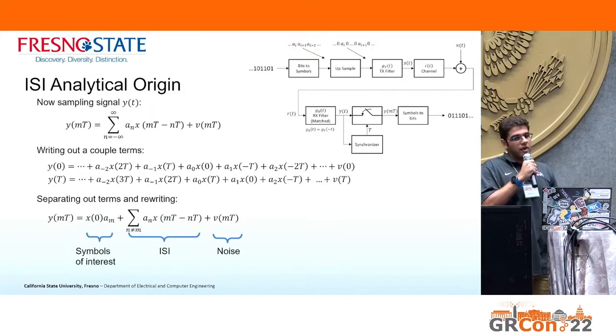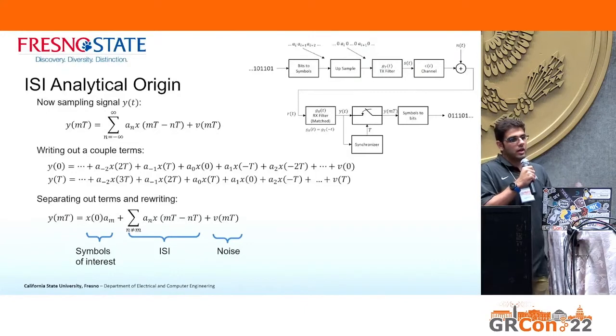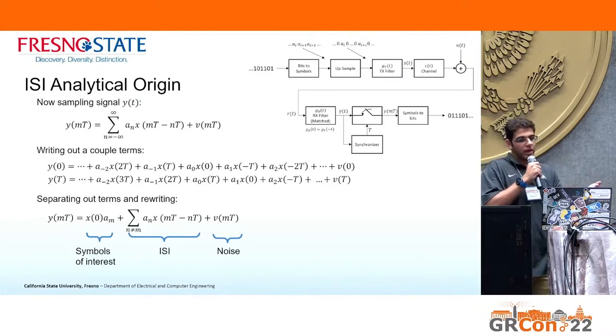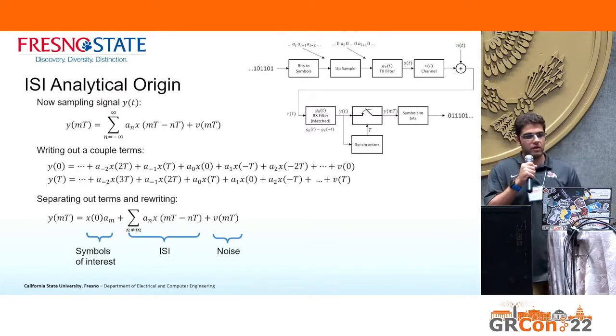So after sampling, we substitute t equals mT into y(t). And theoretically, we have our symbols back at that point. If we write out a few of our terms here, what we'd like is, at the first timing instant, to recover our first symbol, and we can see there that a[0], our first symbol, is being multiplied by this term x[0].